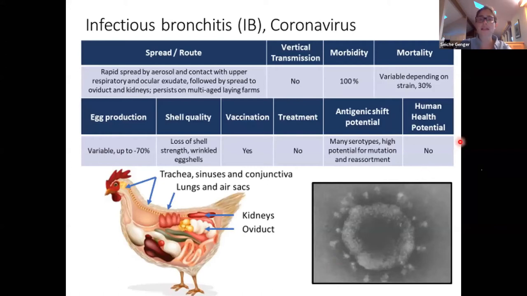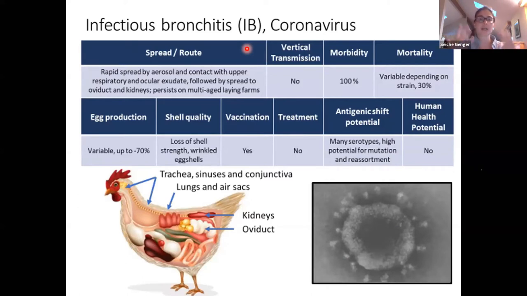So I love this slide. I stole this from Dr. Greaves. It is a beautiful slide that just kind of brings all of that together in summary. And so you can see the spread and route, again, is going to be aerosol, contact with any sort of other respiratory or ocular exudates, just like they tell us, don't touch your nose, don't touch your eyes, and then make sure you wash your hands, right?